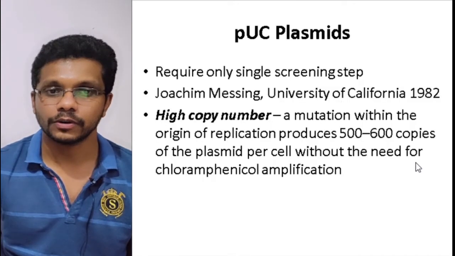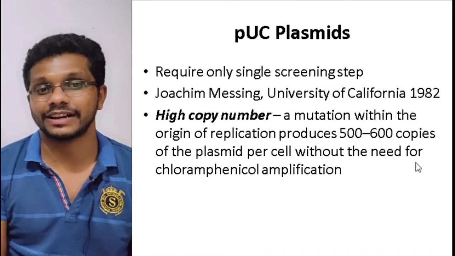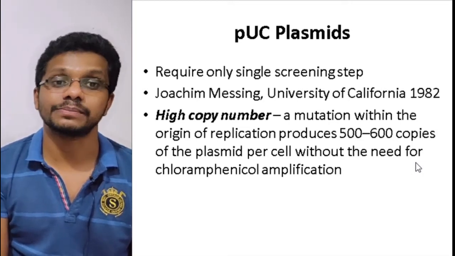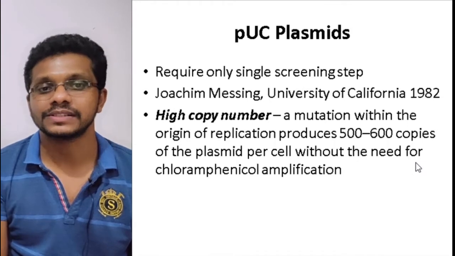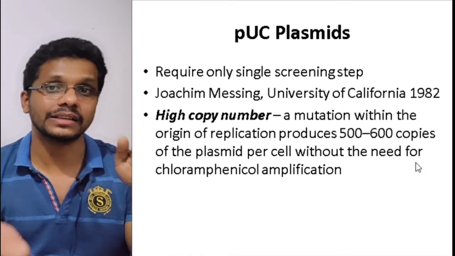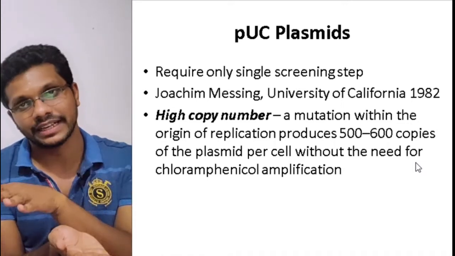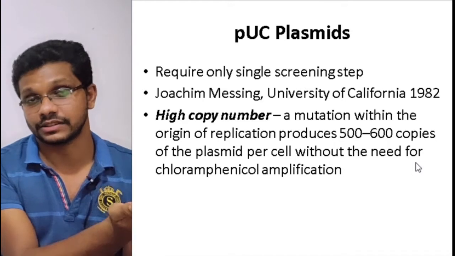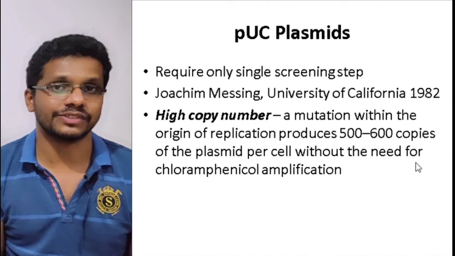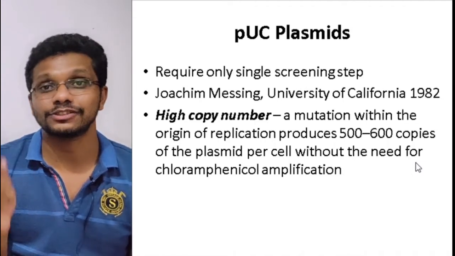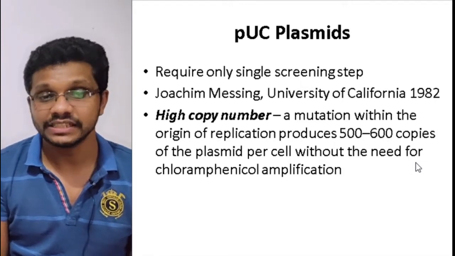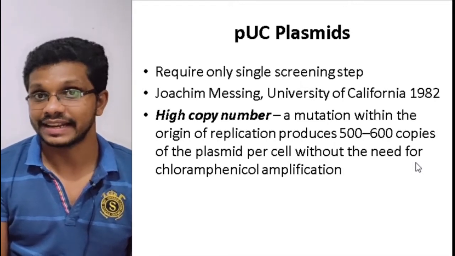So the most prominent vector in the pUC plasmids is pUC18, and the main advantage of pUC18 is that it needs only a single step of screening. In pBR322, we need to plate the transformed cells in one plate and then do a replica plate. Then we have to compare both plates to know which one is recombinant. It's a two-step process. But in the pUC class of vectors, we need only a single step for isolation of recombinants. It was developed by Joachim Messing from the University of California in 1982.